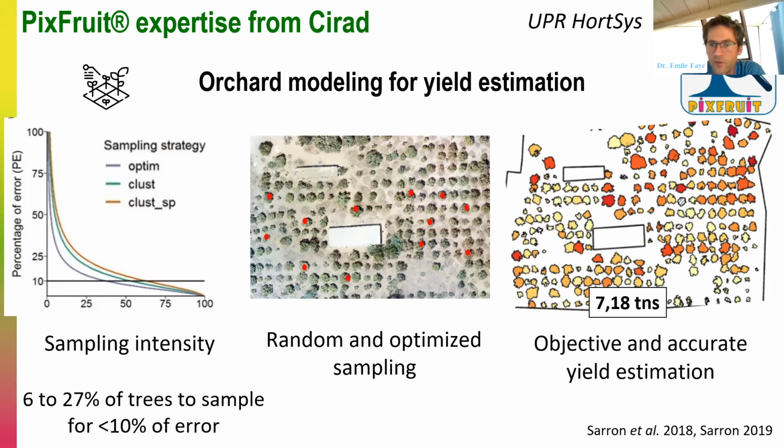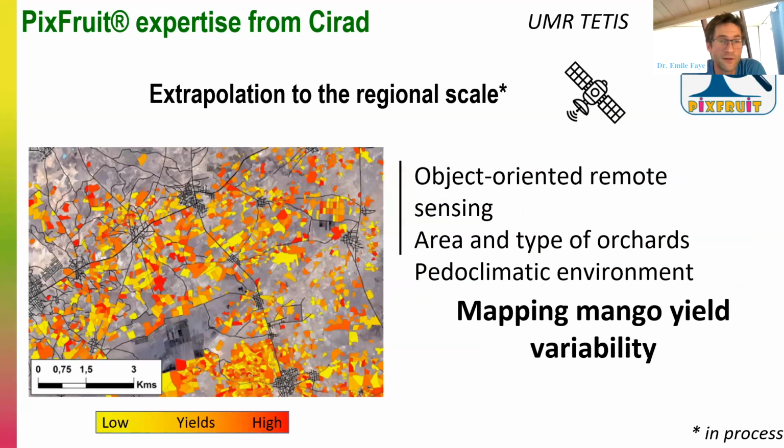And with that, we provide them with objective and accurate yield estimation in tons per hectare, or just in tons per variety, for instance. And finally, we developed models at the regional scale that aim to extrapolate the yield measurements performed locally in the orchards, based on object-oriented remote sensing, providing areas of orchards and different types of orchards and paleoclimatic conditions. With the sample orchards from the previous model, we are able to map mango yield variability at larger scales, such as regional or national scales, that might interest different users and growers.